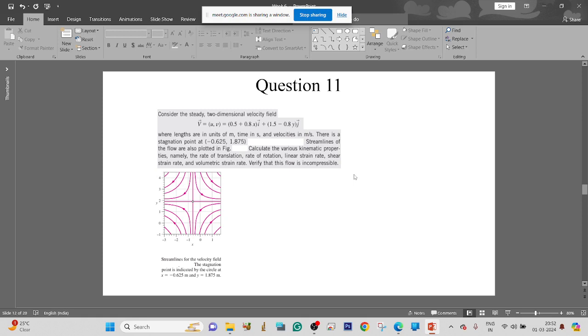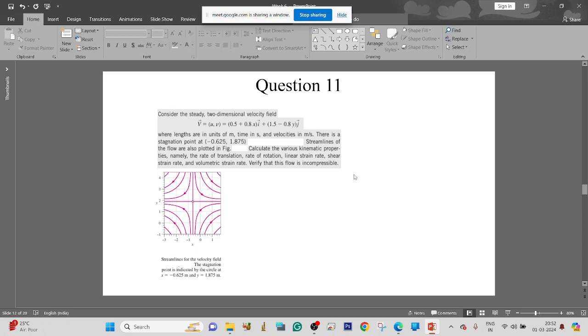So we just need to do what we have already done in the past questions. So you can do it, right? Ma'am, linear strain rate and the rate of translation. Linear strain rate is dou u by dou x. Previous week we did it, right? Linear strain rate. What about rate of translation? Is it the same as linear strain rate? Shear strain rate, rate of translation.